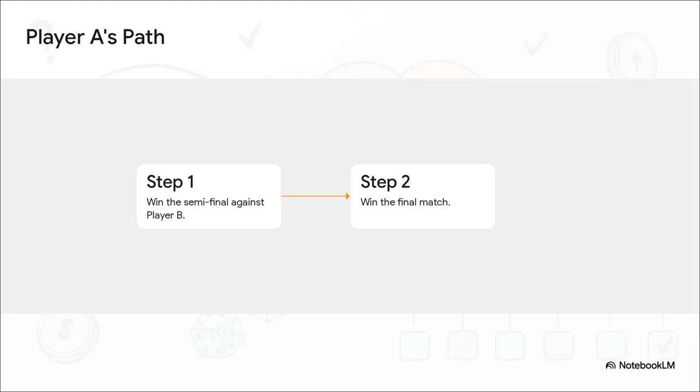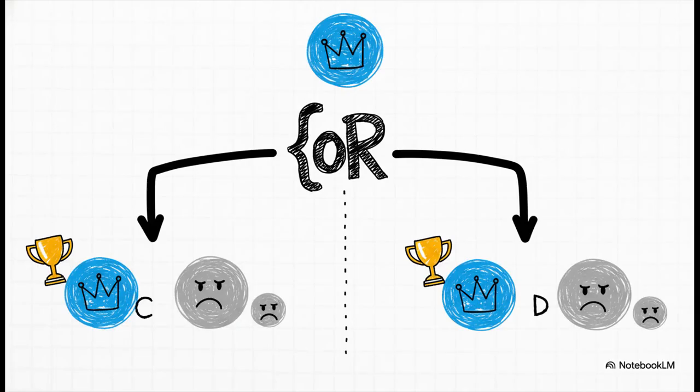Well, it really boils down to 2 things that absolutely have to happen. First, player A has got to win their semifinal against B. That's non-negotiable. Step 1. Then, second, they have to win the final. But, and here's the twist, who they play in that final completely depends on who wins the other semifinal. And this, right here, is the absolute core of the problem. Player A can win the final by beating player C, or they can win the final by beating player D. These are 2 totally separate, distinct scenarios. So our job is to calculate the probability of each one of those happening.